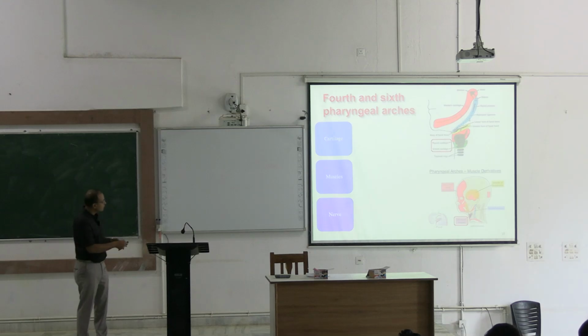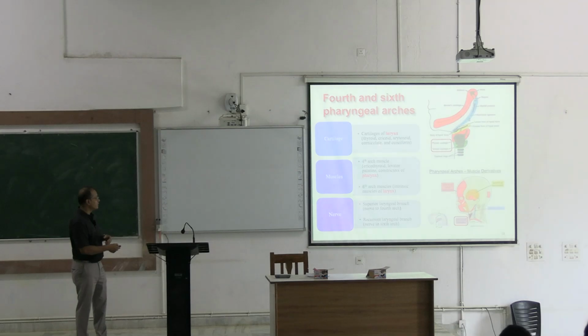So the 4th and 6th pharyngeal arch cartilages give rise to all of the cartilages in the larynx, like thyroid cartilage, cricoid cartilage, arytenoid, and the corniculate. All of them are sourced from it. Together, you can just memorize that the cartilage of the larynx comes from the 4th and 6th combined. Coming to the muscles.